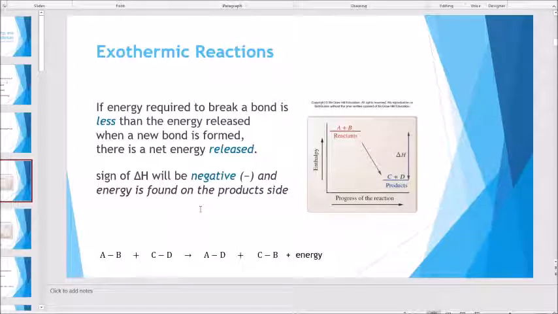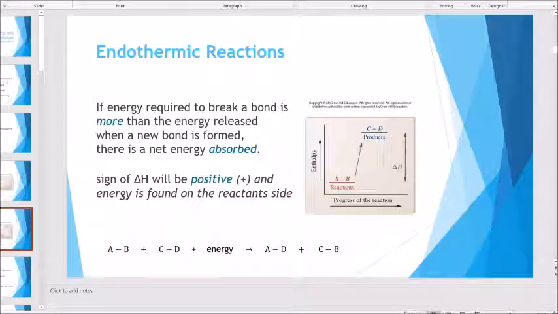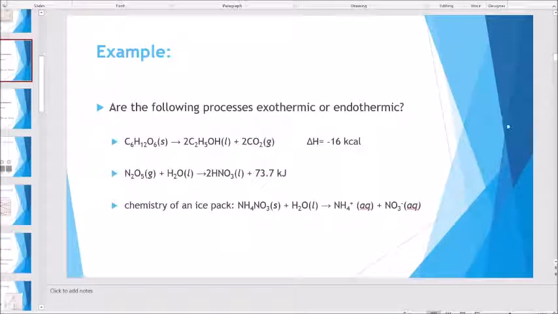These types of processes are called exothermic reactions, where energy is a product. In endothermic reactions, the opposite is true, where the reactants have a lower enthalpy than the products, and energy is absorbed. So we say that the change in enthalpy is positive, or delta H is positive, and energy is a reactant. Here are some examples of endothermic and exothermic reactions.